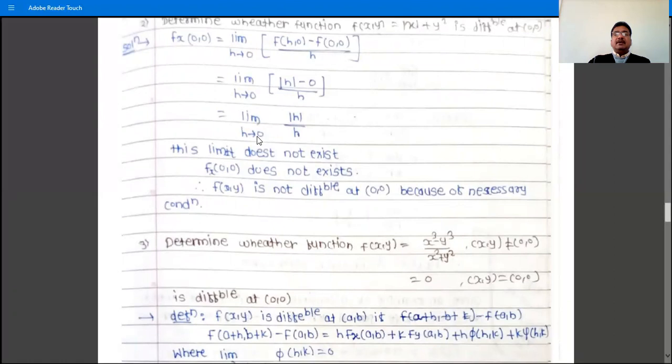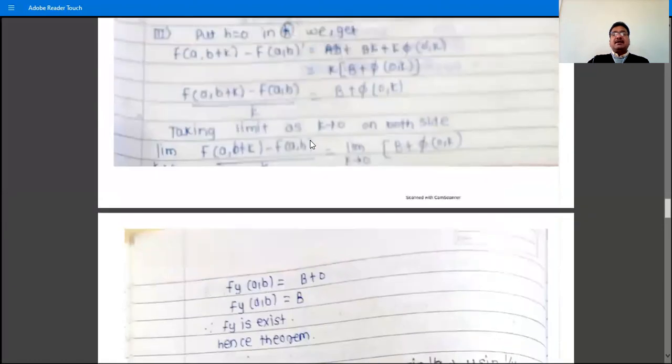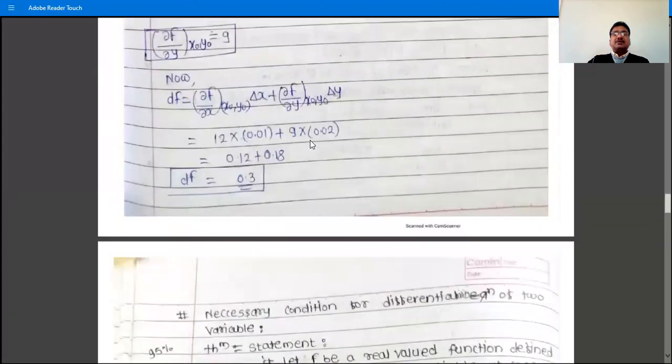We know that the limit as h tends to 0 of |h|/h does not exist, because this is a limit of a one variable function. This limit exists only if the right hand limit and left hand limit are the same. But the right hand limit, as h tends to 0 plus, of |h|/h is 1, and the limit as h tends to 0 minus of |h|/h is minus 1. That is, the left hand limit and right hand limit are not equal, and therefore the limit does not exist.